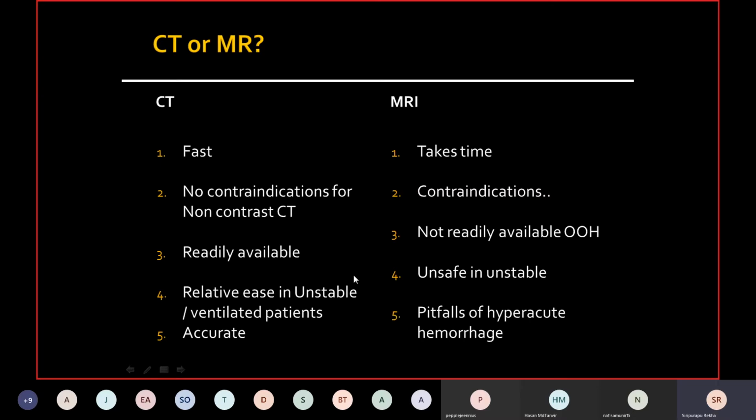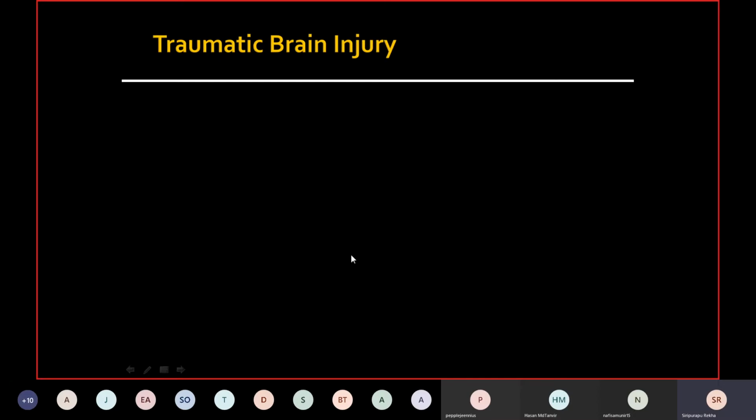And finally, there are pitfalls of hyperacute hemorrhage. With all the sequences that we have on MR, the sensitivity is no less than CT. In fact, in certain cases, the sensitivity is even higher. But there are pitfalls, and we'll look at a couple of cases in this talk when we talk about pitfalls. So let's start with trauma.